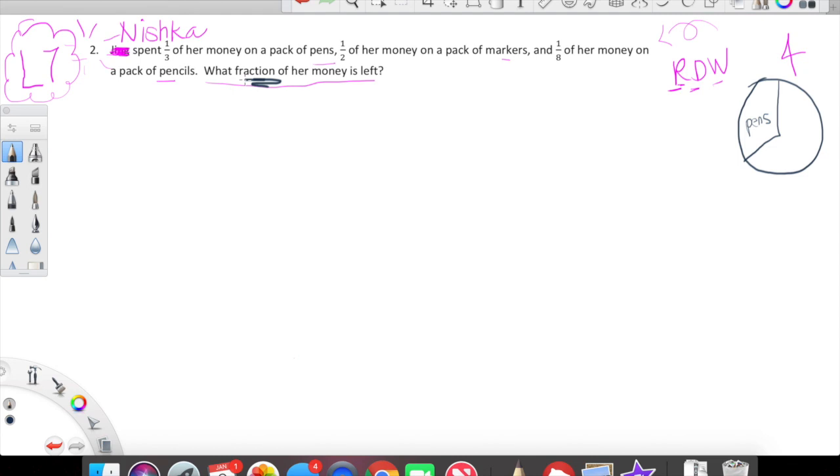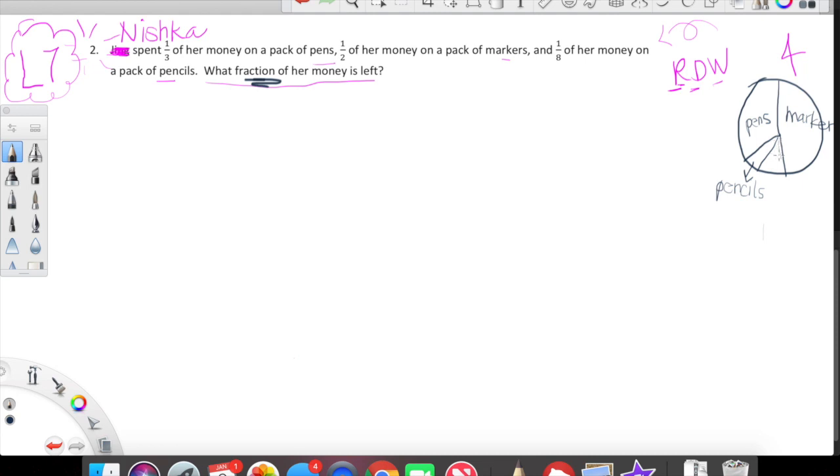So 1/3 of the money was spent on pens. 1/2 of her money was spent on markers. I can show 1/2 of the pie pretty easily. There we go. 1/2 was spent on markers. And then 1/8, a slice kind of like that, was spent on pencils. She went on a school supply shopping spree.